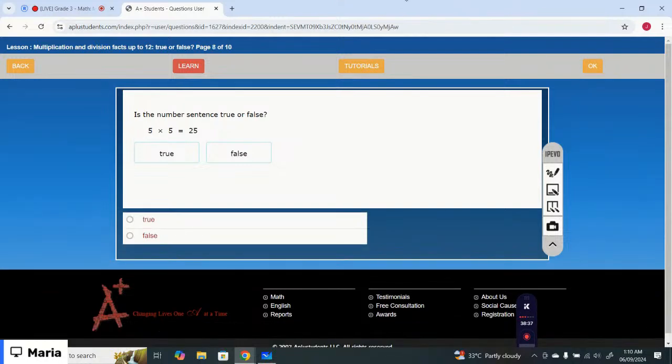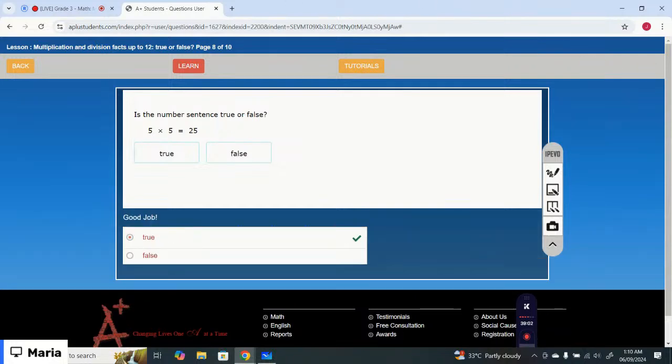Is the number sentence true or false? 5 times 5 is 25. Is it true or false? True it is. Very good. Option number 1 is the correct option, right? 5 times 5 is 25.